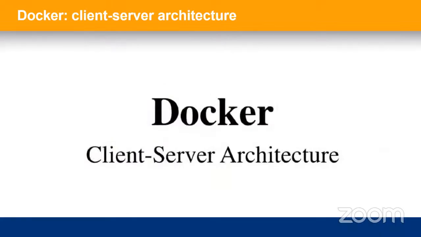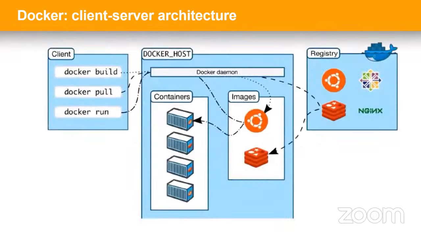So let me come to the Docker client-server architecture. You should know what the architecture is and how Docker works. Let me go to the next step. This is the architecture diagram of Docker, showing how the communication is happening. This is the Docker host, which is the server, and this is the client.